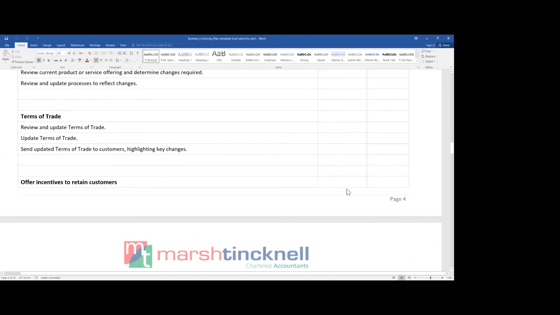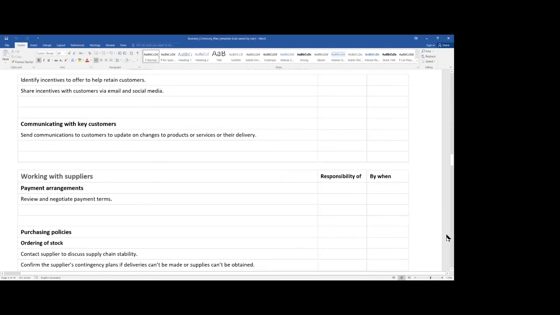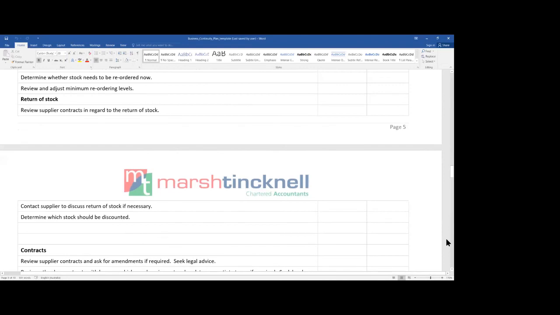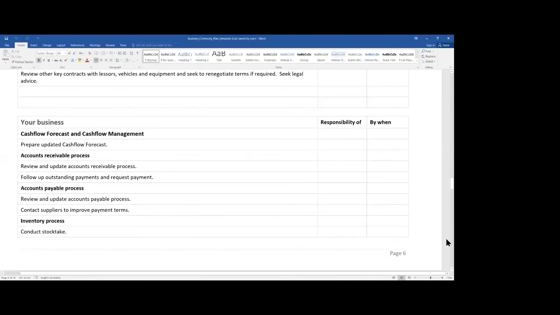Look at those terms of trade. What offers and incentives can we give to our customers to retain them? Let's put in place our policies to deal with and communicate with those customers. The next one on the list was our suppliers. Look at our payment arrangements. Look at our purchasing policies and our stock holding policies. Return of stock if possible. Reviewing of our contracts.